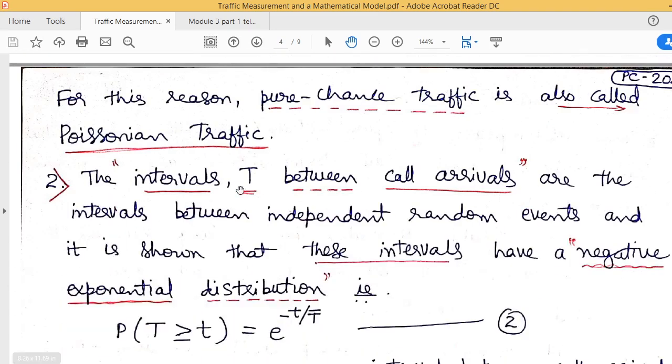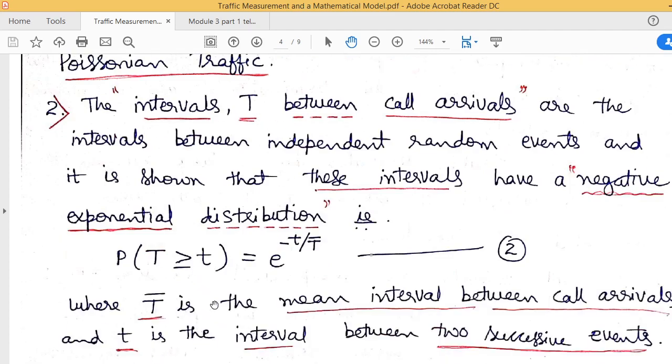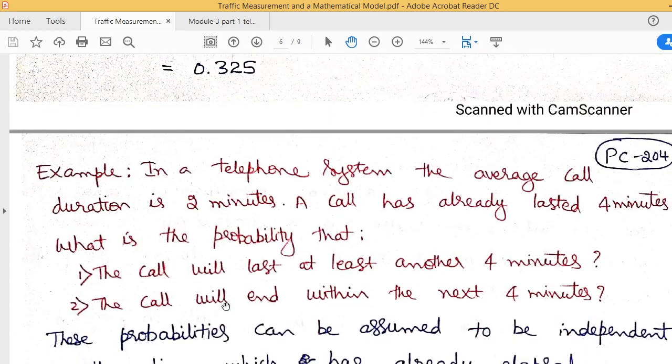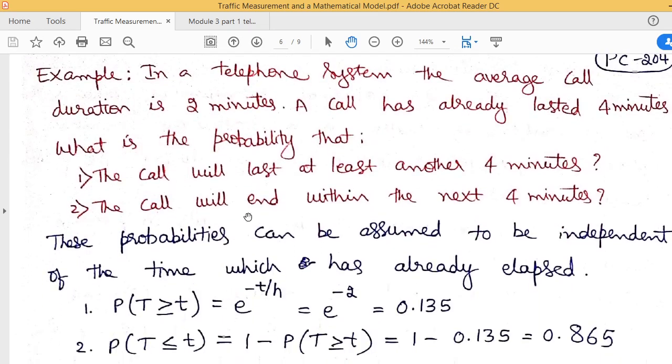Similarly, let us discuss with respect to the second result. An example with respect to the second result. Let us consider a telephone system where the average call duration is given to be 2 minutes. A call has already lasted 4 minutes. What is the probability that the call will last at least another 4 minutes? So the call will end within the next 4 minutes.